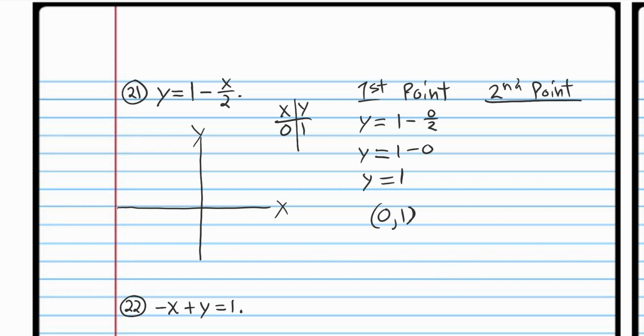And now we have a fraction here, so you've got to be careful. If you plug in 1 for x, then we get a fraction. We want to stay away from the fraction. So let's try plugging in 2 for x. You have to choose wisely. 1 minus 2 over 2. 2 over 2 is 1, so we get y is equal to 0. So the point is 2, 0.